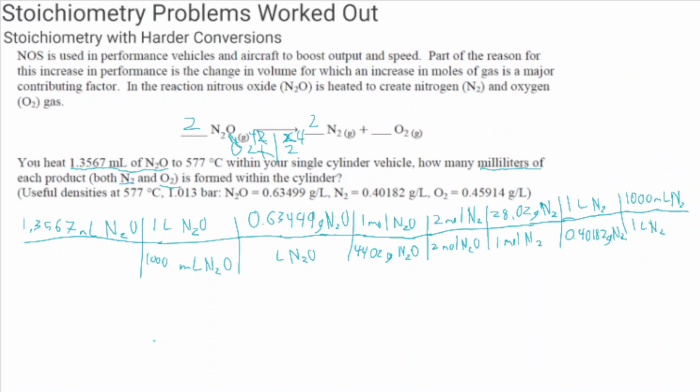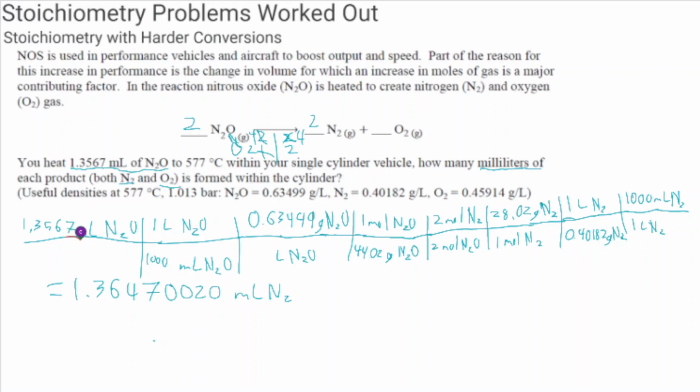So now we can multiply everything on top. We'll multiply the 1.3567 by the 0.63499, multiplied by 2, multiplied by 28.02, multiplied by 1,000, then we'll divide by 1,000, divide by 44.02, divide by 2, and divide by 0.40182. All right, when you do all that math, you're going to get that to be equal to 1.36470020 milliliters of N2. We can go back and look at significant figures.